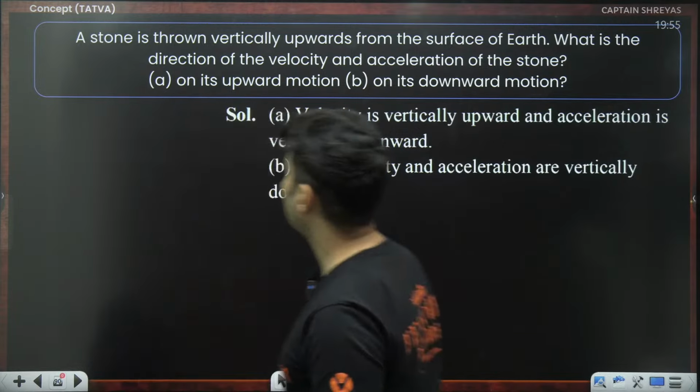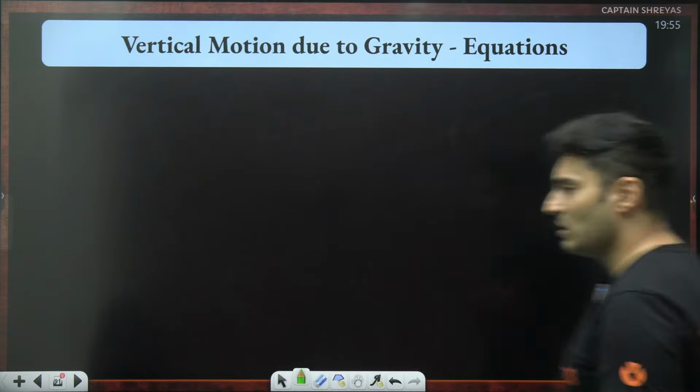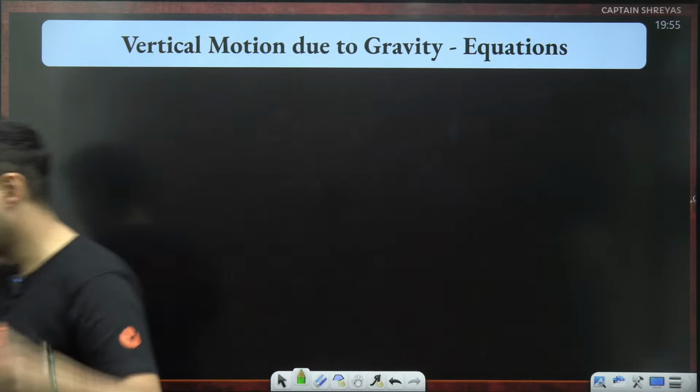So that is what it is. And moving on now to the equations of the vertical motion under gravity.